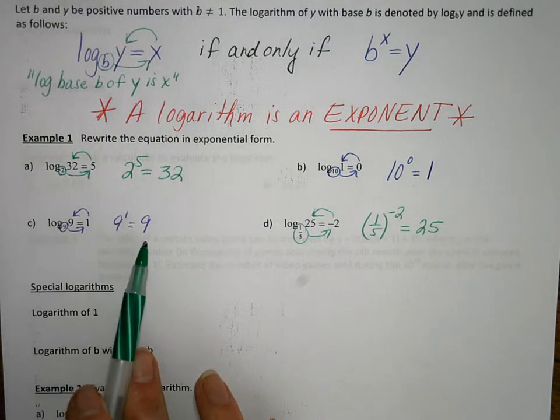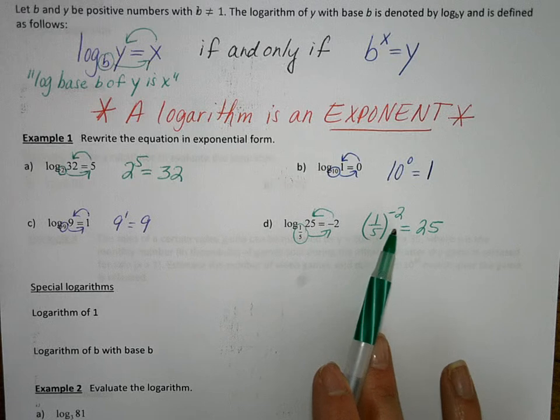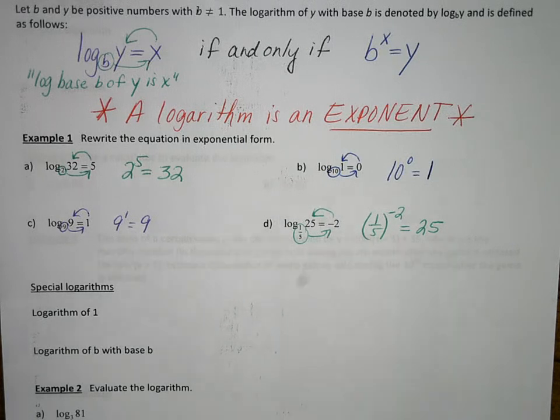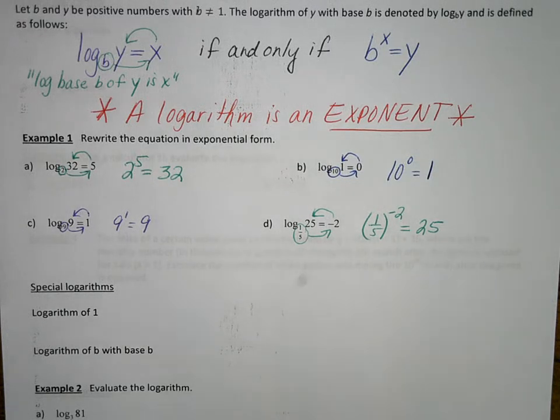9 to the first, oh my gosh, that's 9. How exciting. 1/5 to the negative, okay, flip it over. 5 squared is 25. Yes, sir. Write it exactly as should be translated over to exponential form. Does that make sense? So leave it as 1/5 to the negative 2 equals 25. Okay? Anything else?